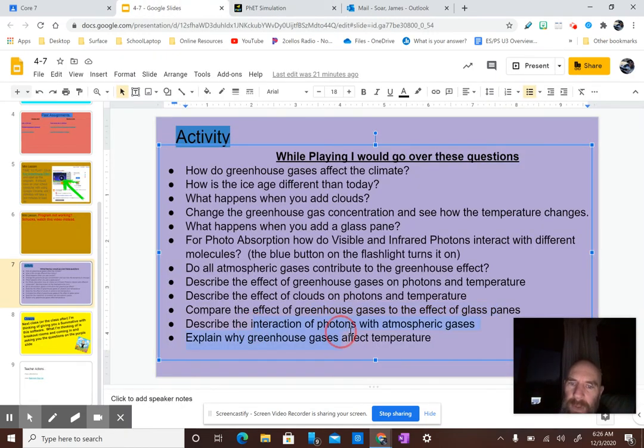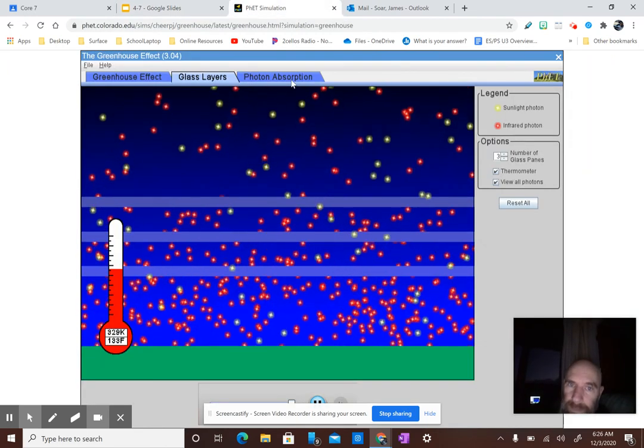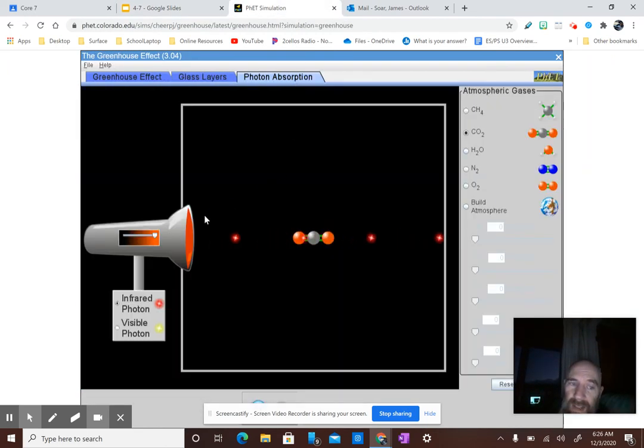Describe the interaction of photons with atmospheric gases. They dance. Okay. So, visible photons go through all the molecules. All right. Infrared photons get absorbed by CH4, CO2, H2O, but not by nitrogen or oxygen.